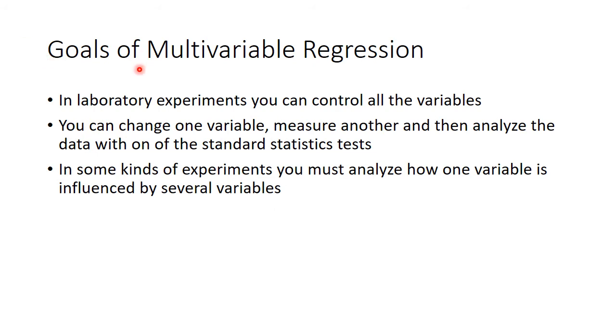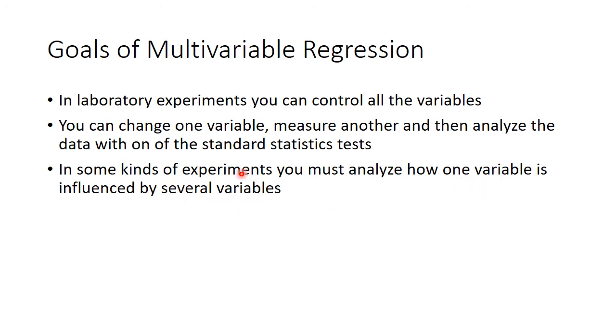So the first thing we're talking about is multivariable regression, or multivariate, which is sometimes how you'll see it described. In laboratory experiments, we control all the variables ourselves. As we change one variable, we can measure another and then analyze that data with standard statistics tests, like t-tests and chi-square tests, to determine if there are any statistically significant differences. In some kinds of experiments, you have to analyze how one variable is influenced by several different variables.